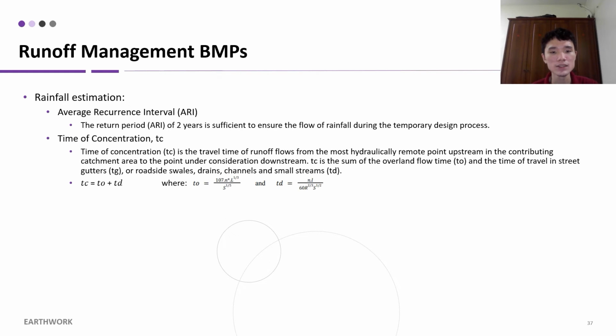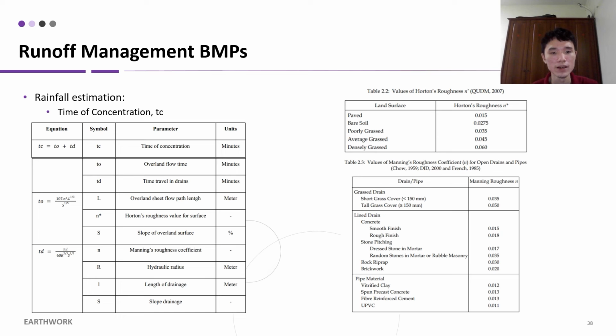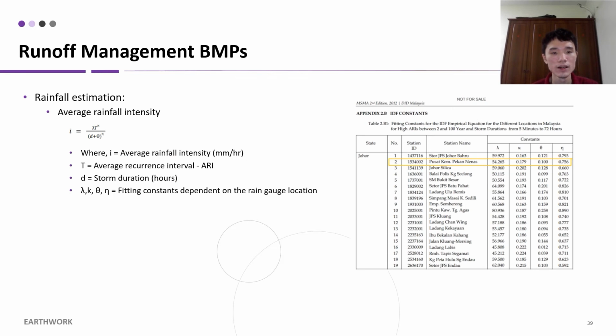Next, we proceed to estimate the rainfall by determining the average recurrence interval and time of concentration. The formula of time of concentration is the total of overland flow time and travel time in drains. Values of Horton's roughness and Manning roughness coefficient can be obtained from table 2.2 and table 2.3. Next, we determine the average rainfall intensity. Based on the station ID, we can obtain all the constants that we need from the table.